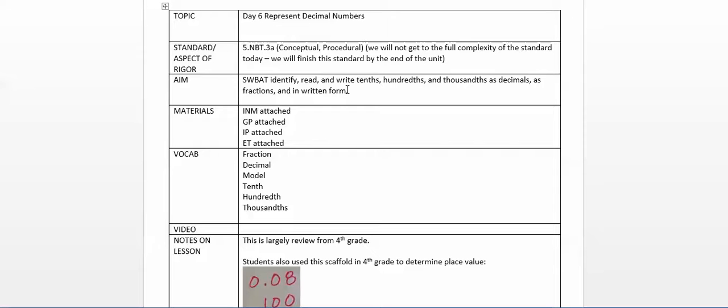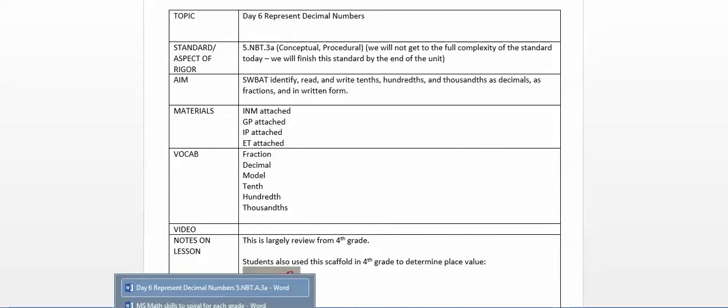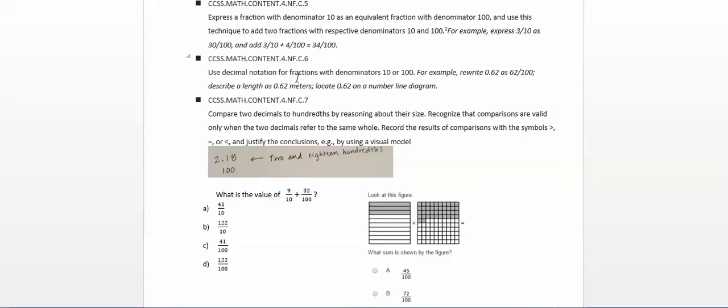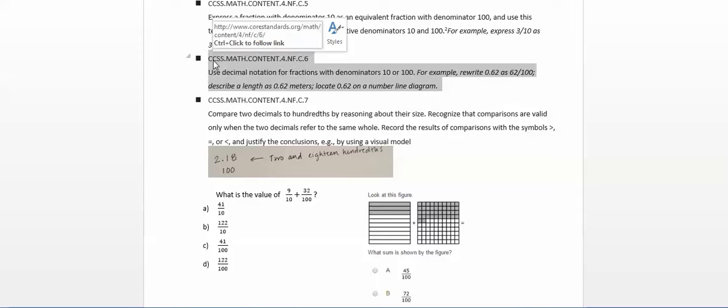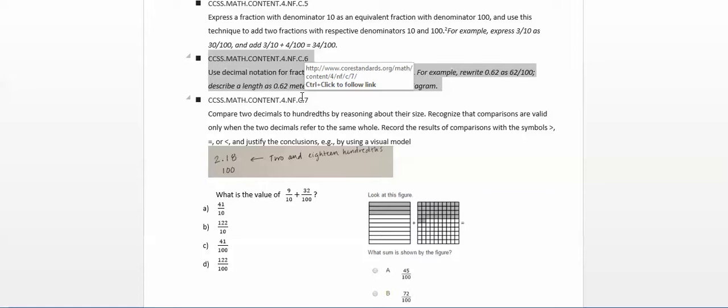The new piece that students have not done in 4th grade is representing thousandths as decimals. They have represented hundredths and tenths as decimals. That's actually one of the 4th grade standards. So if you look at this 4th grade standard, here: use decimal notation for fractions with denominators of 10 or 100. So they were able to do this last year, 62 hundredths, and describe the length of 62 hundredths of a meter. So they have been doing this work before.